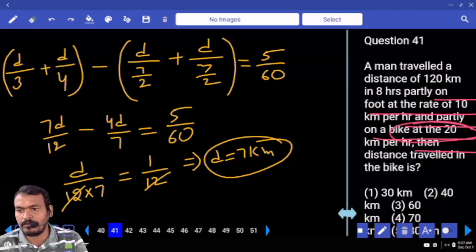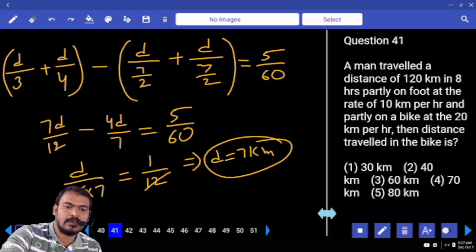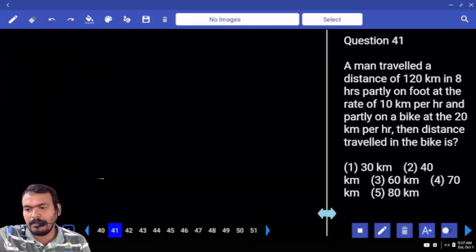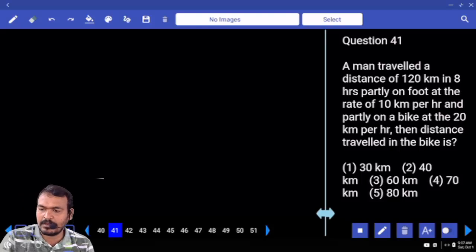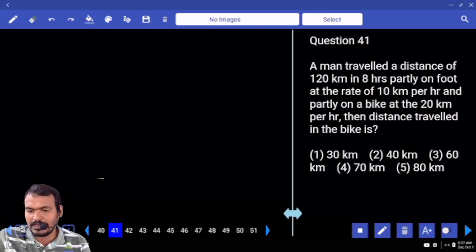Next question number 41. A man traveled a distance of 120 kilometers in how many hours? 8 hours. Partly on foot at the rate of 10 kilometer per hour and partly on the bike at the rate of 20 kilometer per hour. Then the distance traveled on the bike.